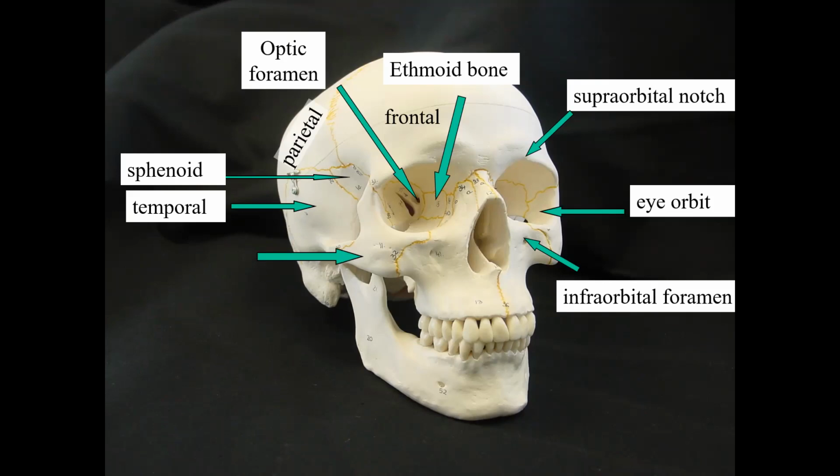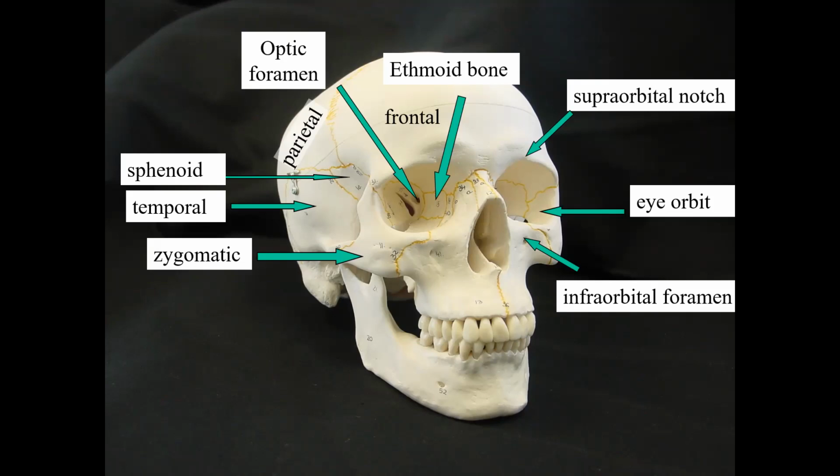Now, this bone here is often called our cheekbone, but it's actually our zygomatic bone. It makes up the bottom outside quarter of our eye orbit. The size and shape of the zygomatic bone is often dictated by the sex chromosomes.